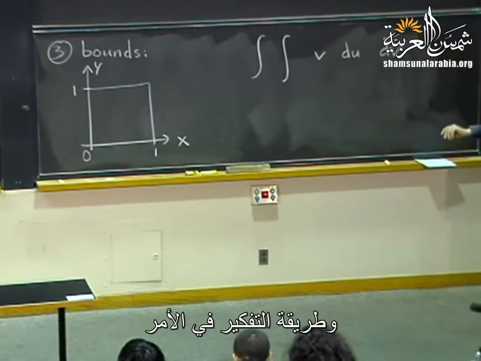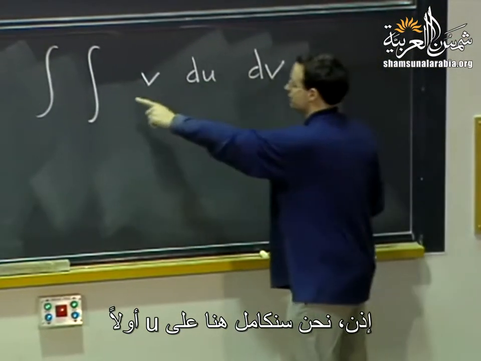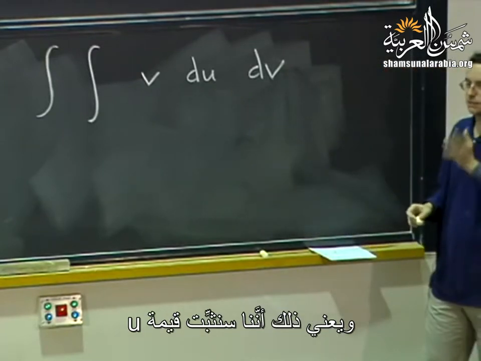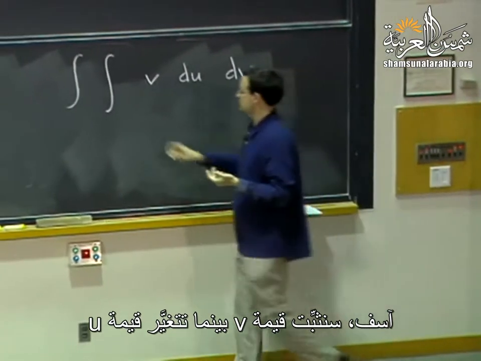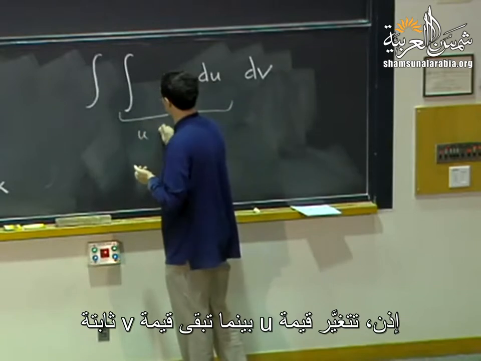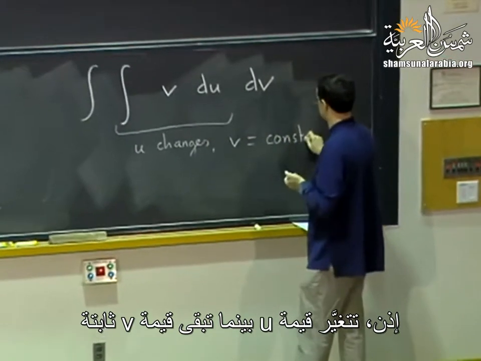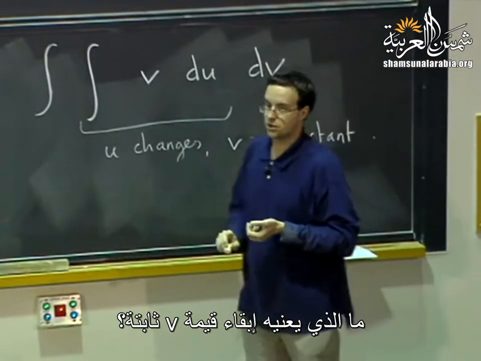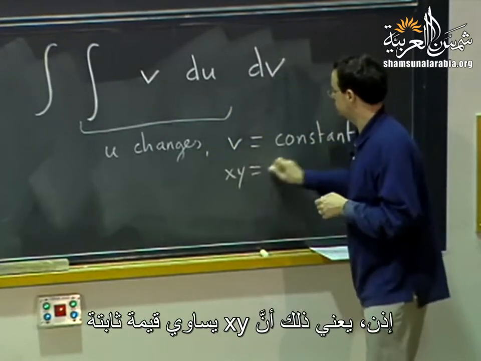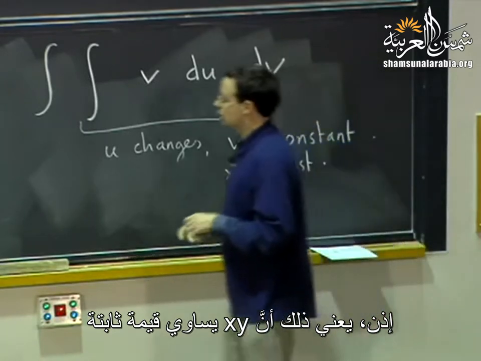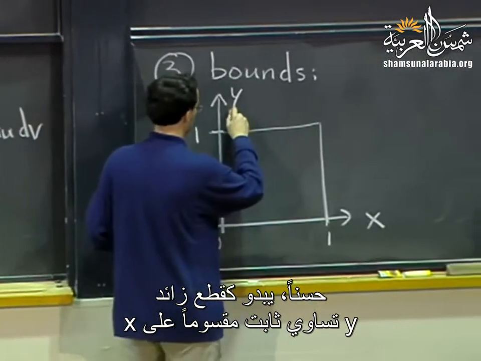So the way we can think about it is we try to figure out how we are slicing our region. Here we are integrating first over u. That means we start by keeping v constant as u changes. What does it mean that I'm keeping v constant? Well, what is v? v is xy. So that means I keep xy equals constant. What does the curve xy equals constant look like? Well, it's just a hyperbola. y equals constant over x.